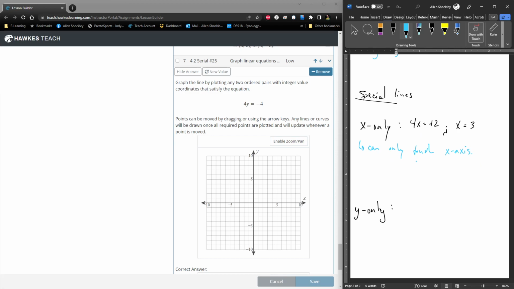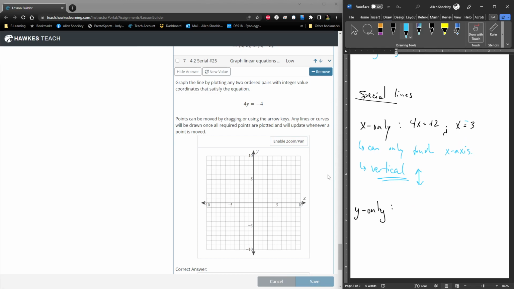Can only touch the x-axis, which means that technically x-only lines are actually vertical lines that go up and down. So for us, let's say that we have x equals 3, or even 4x equals negative 12. You still have to solve this. You still have to get the letter by itself, and so you get something like x equals negative 3. I still need a line at x equals negative 3.